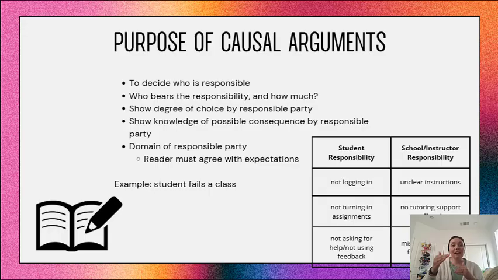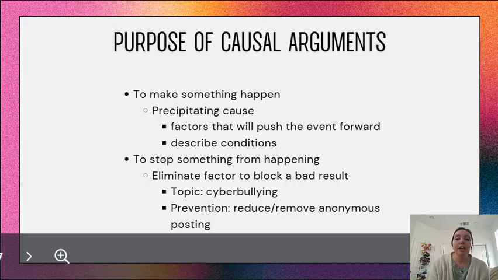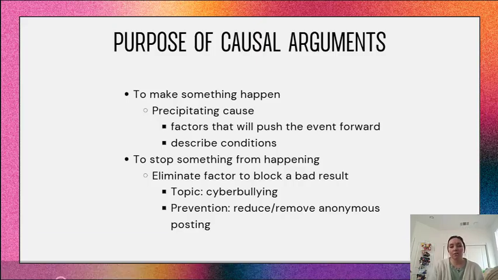So when you're analyzing who's responsible, you want to make sure that your reader is going to agree with the expectations or those assumptions that you are putting out there for the responsible party. Okay. Here is another purpose of a causal argument: to make something happen, right? So when you are trying to argue that A caused B and had these specific events, you're going to look for a precipitating cause. You're going to look for the factors that push the event forward.